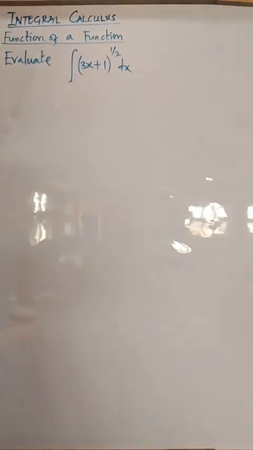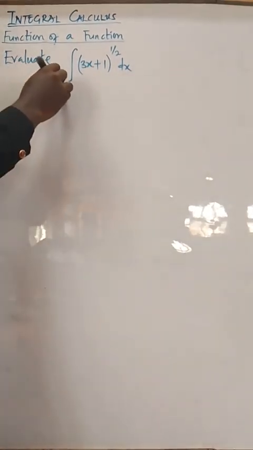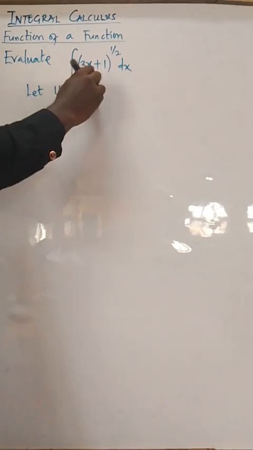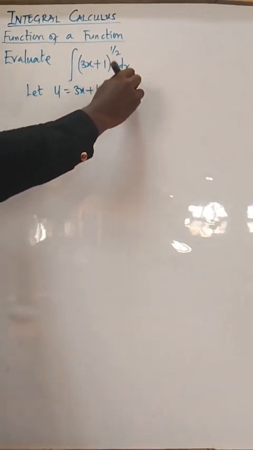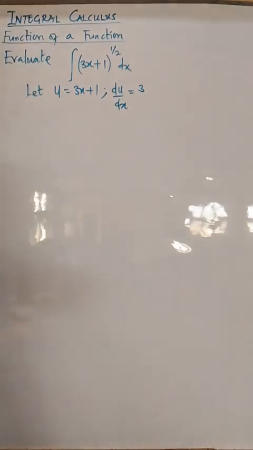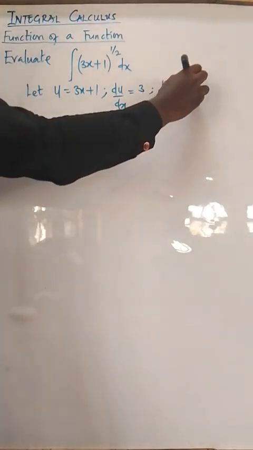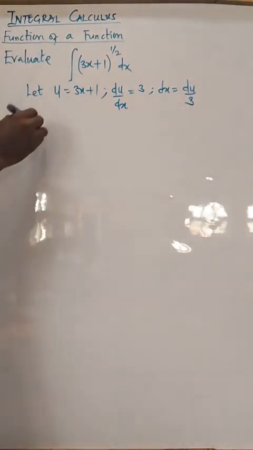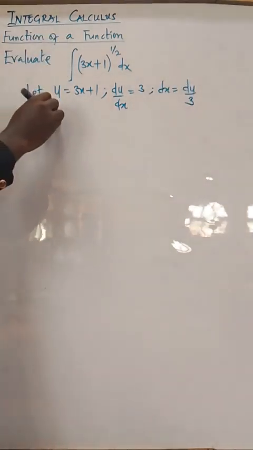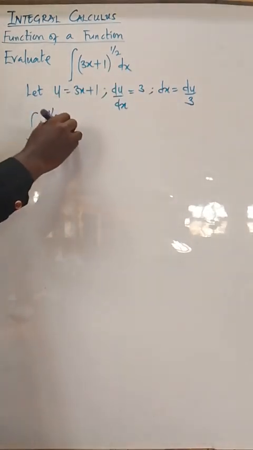Okay, let us consider this. Same approach, you can say let u to be equals to 3x plus 1. From here, it means du dx equals to 3. And from here, dx equals to du over 3. We'll come and replace as integral of u raised to power half. What's now the dx? du over 3.